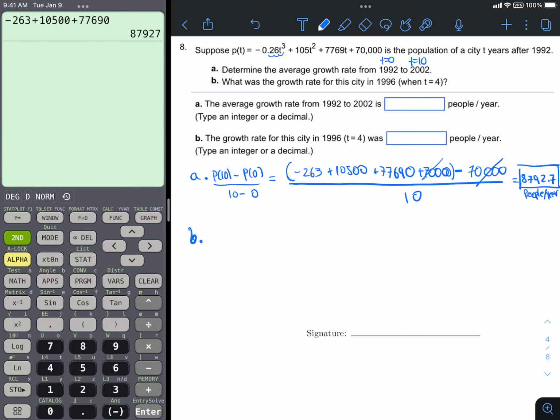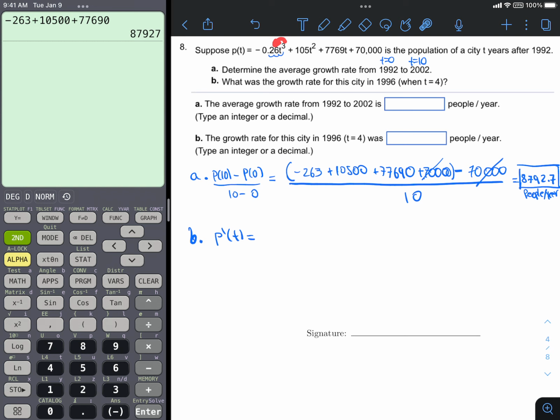For B though, this gets a little bit more difficult because we have to derive the function first. On B, we're asked what's the growth rate at 1996 when t equals 4. So we're not given an interval of time. We're asked for the rate of change at an exact moment. So what does that tell us? First, we have to find the derivative. That's what the rate of change is at an exact moment.